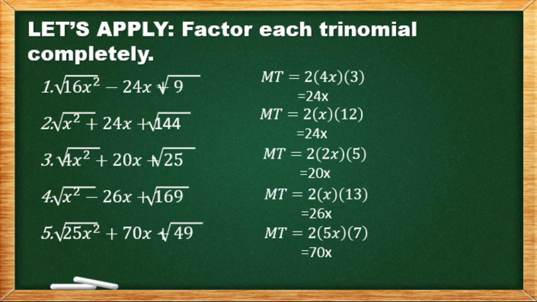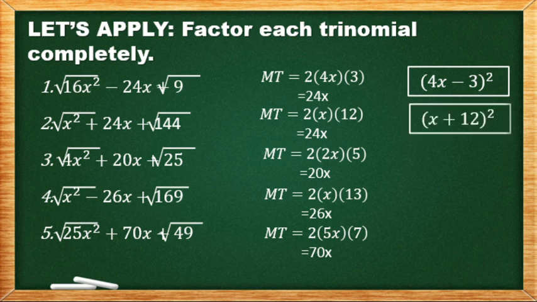The square root of 16x squared is 4x. The square root of 9, 3. First or second pattern? Second pattern. So that's why 4x minus 3 squared. Number 2. The square root of x squared is x. The square root of 144 is 12. Napapansin nyo ba na nakuha nyo lang din yung sagot dun sa middle term? Yung x and 12. That's why first or second pattern? First pattern. That's why x plus 12 squared.